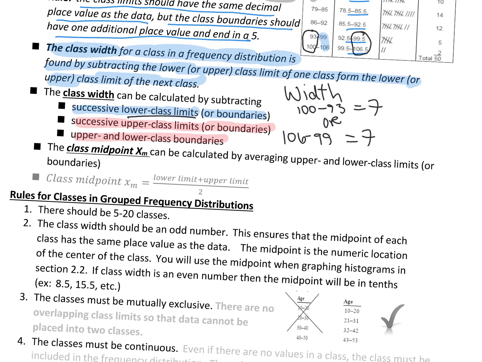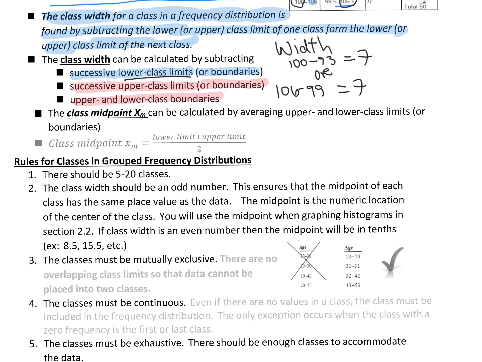And then the class midpoint can be calculated by averaging upper and lower class limits or boundaries. For example, to find the class midpoint, I can do the lower limit plus the upper limit and divide by 2. And that would give me the midpoint. All right, so that's a formula for the class midpoint. And we're going to be doing an example like that in just a moment. All right, let's keep going.